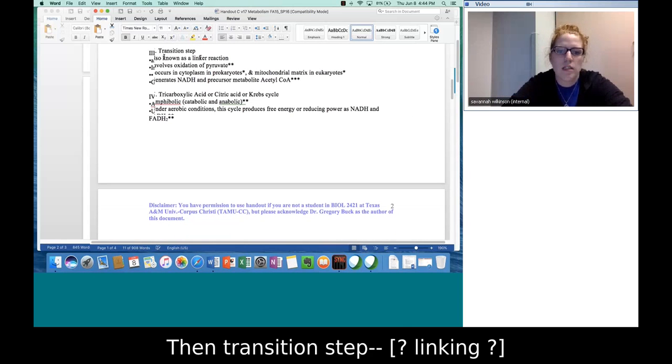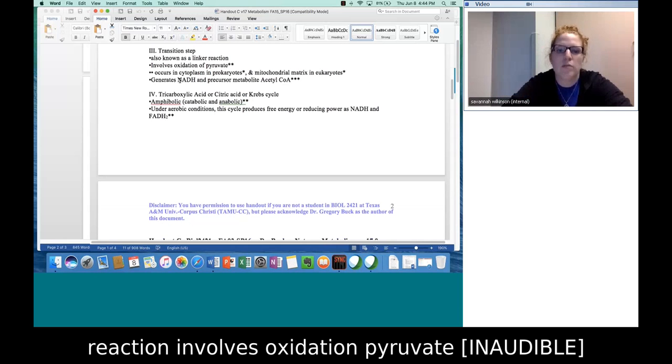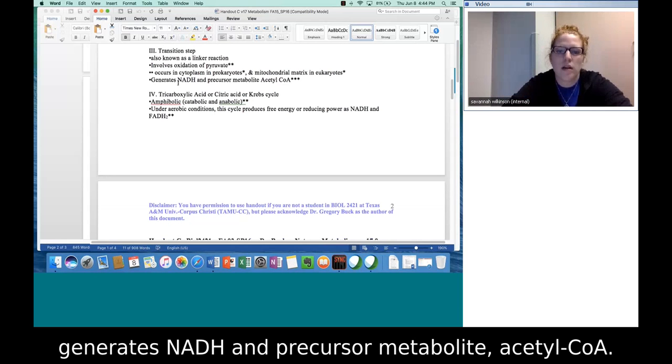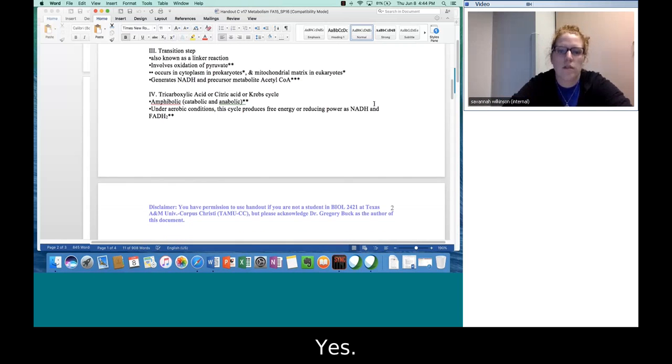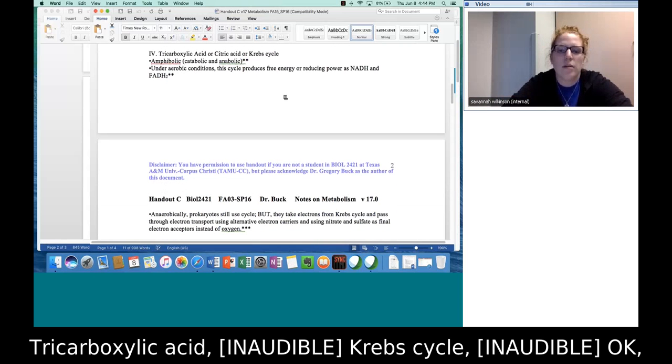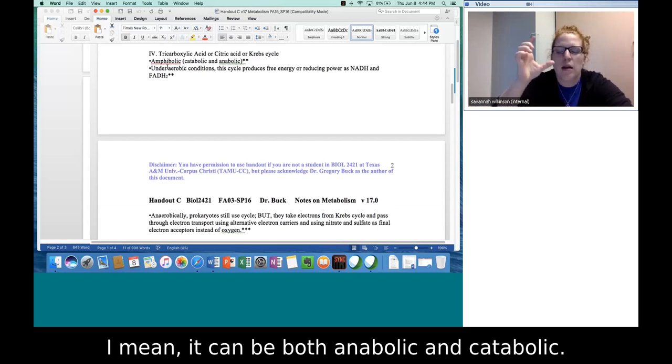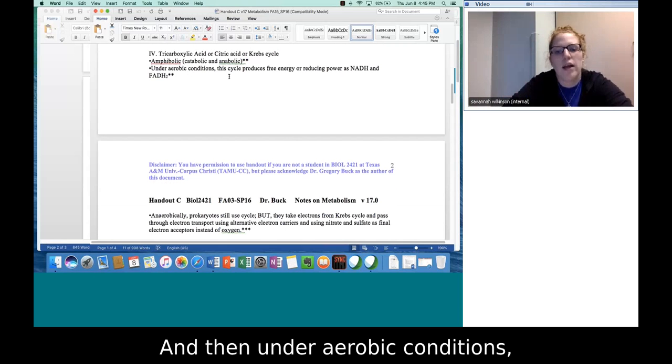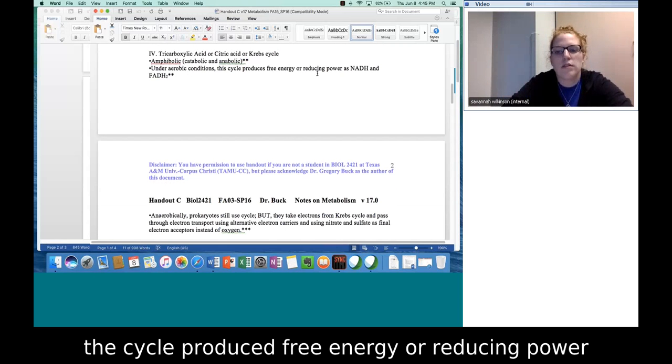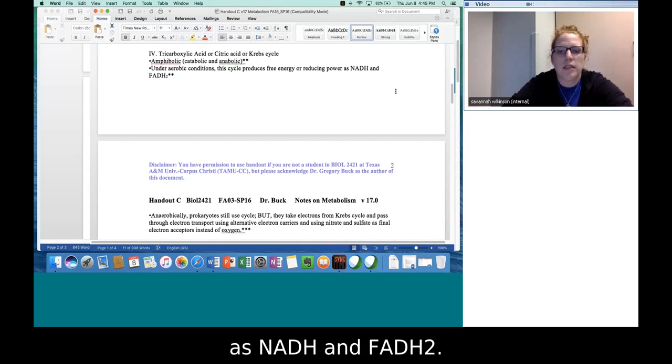Then transition step, link reaction involves oxidation of pyruvate. Okay, it generates NADH and the precursor metabolite, acetyl-CoA. I wrote that out. Tricarboxylic acid, Krebs cycle, amphibolic. Okay, amphi means both, so it can be both anabolic and catabolic. And then under aerobic conditions, the cycle produces free energy or reducing power as NADH and FADH2.